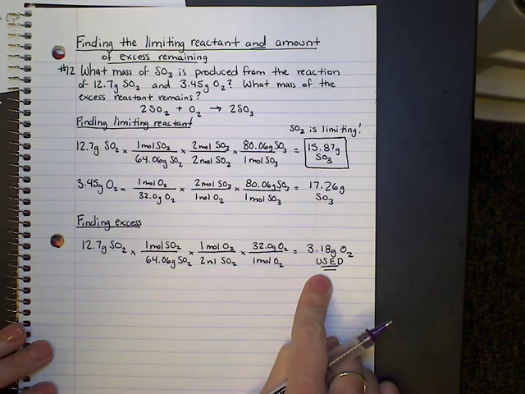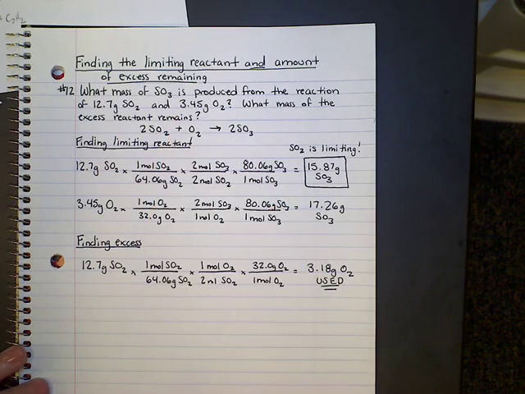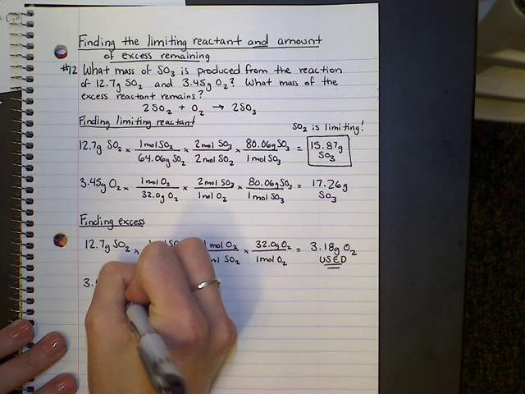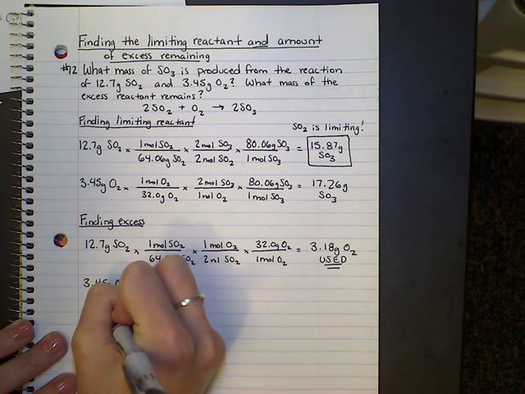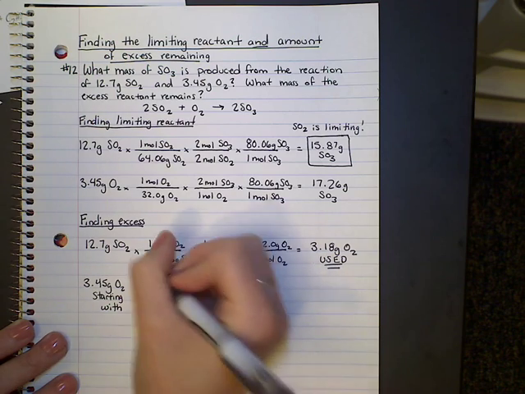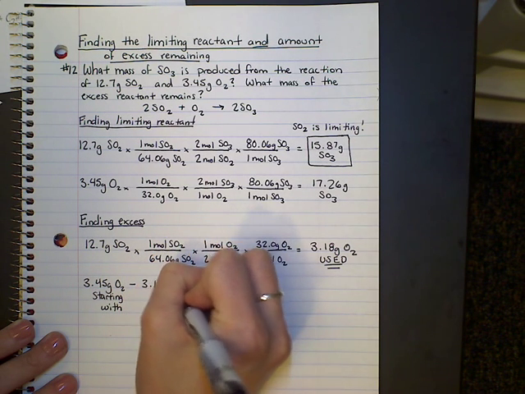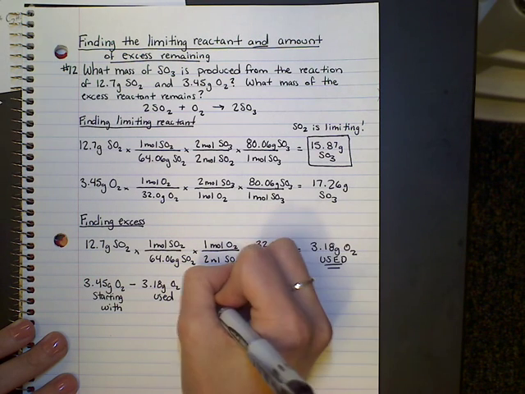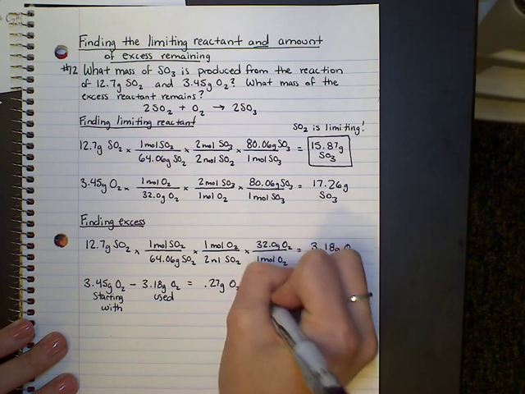So now we know how much we used. Now we can figure out what's left by taking what we started with. In the problem, it says we had 3.45 grams of O2 to start. So 3.45 grams O2 starting with. And we're going to subtract what we used, 3.18 grams of O2 used. And that's going to give us what's left over. So now we have 0.27 grams of O2 left.